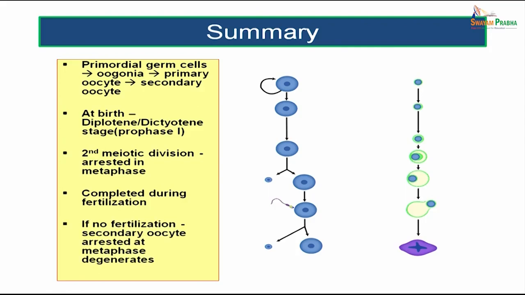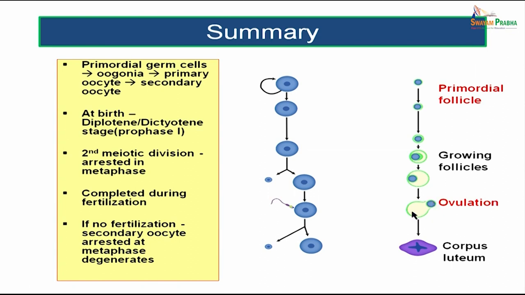If there is no fertilization, the secondary oocyte will again be arrested at metaphase and won't be able to complete its second meiotic division, resulting in the degeneration of the secondary oocyte. So this is the primordial follicle. We have the formation of primary follicle, secondary follicle and tertiary follicles. These are the growing follicles, which will form the graafian follicle with the liberation of the mature ovum. That is what is meant by ovulation. The remaining part of the graafian follicle inside the ovary will form the corpus luteum.